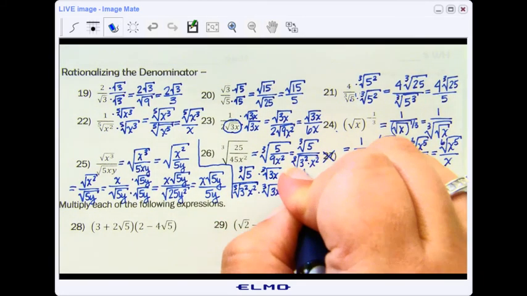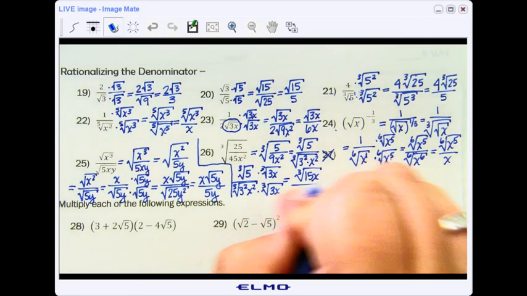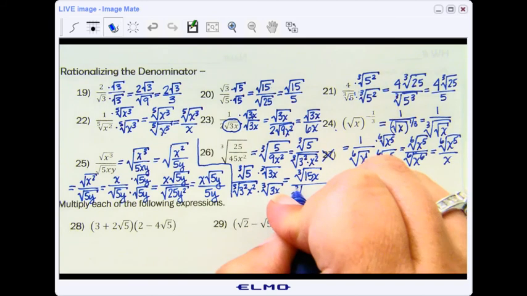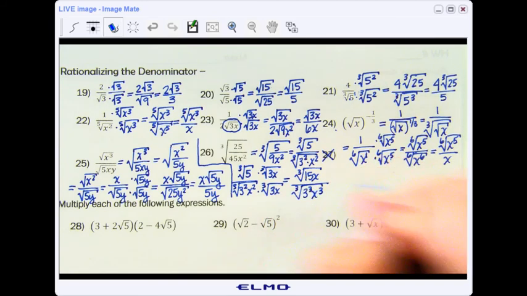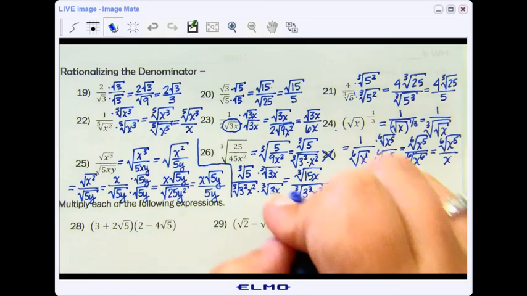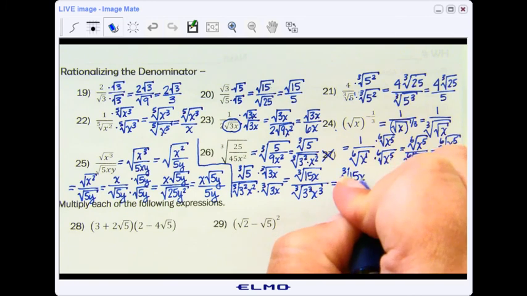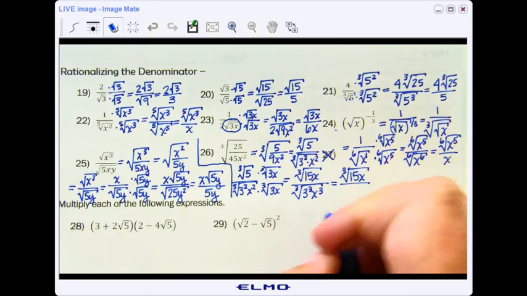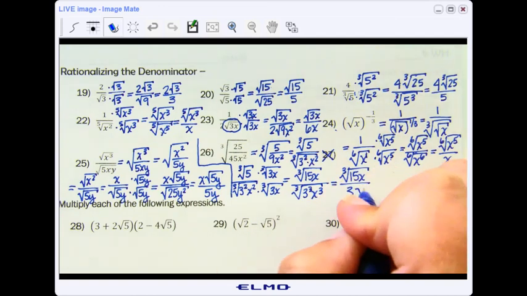This creates the cube root of 15x on the top and the cube root of 3 cubed x cubed on the bottom. So this simplifies. This is the cube root of 15x over the cube root of 3 cubed is 3, and the cube root of x cubed is x.